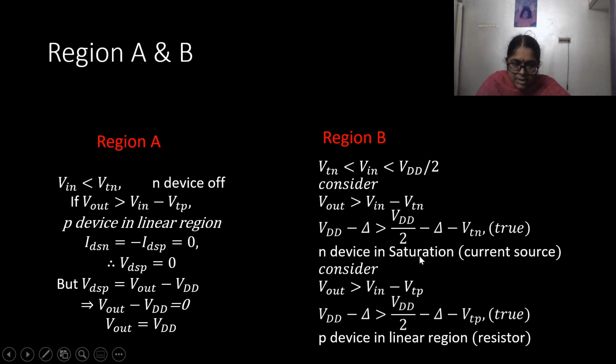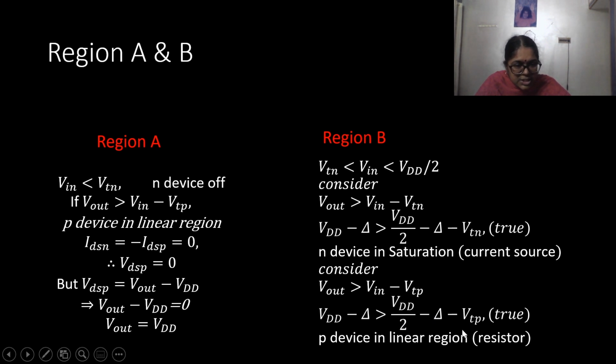saturation region. Now consider the condition Vout greater than Vin minus VTP. Vout, as I told you, is VDD minus delta because it is slightly less than VDD, and Vin we have considered as VDD by 2 minus delta, minus VTP.